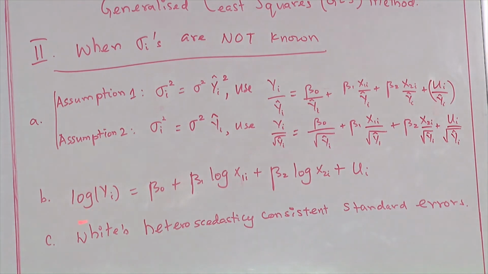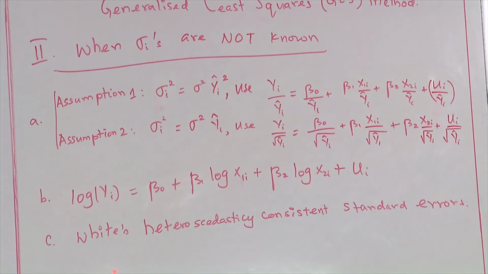So, the other method is taking log. Instead of running the regression of the variables in its levels, we may run the regression on the logged values of those variables. So, log y_i is equal to beta 0 plus beta 1 log x1_i plus beta 2 log x2_i plus u_i. This equation will solve the problem of heteroscedasticity.